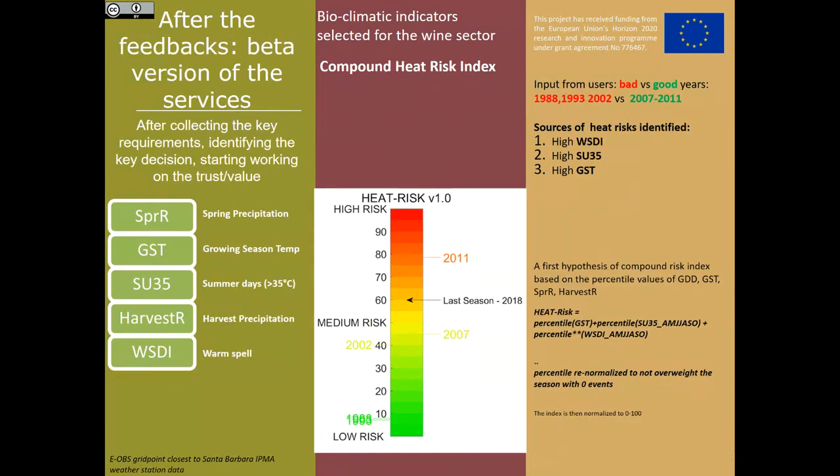And another compound index that we have developed is about the heat risk, so about the heat stress that the grapes can be affected by during the growing season. And here the sources of heat risk identified were the high warm spell duration index, high number of summer days, and high growing season temperature.